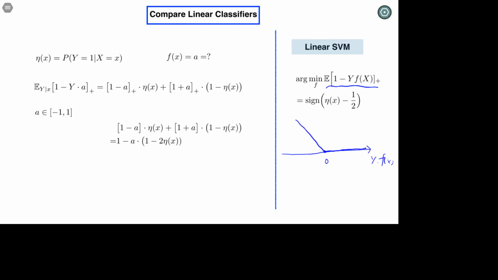Oh, should I take the positive side or negative side? The hinge loss. Oh, yeah, right. Because when y times fx is negative, sorry, this is not 1. This should be 1. Here is 0. Right, so this is a hinge loss, yeah.